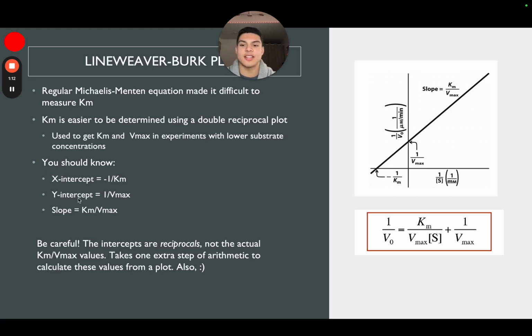And you should know the x-intercept, y-intercept, and slope. Please be careful when you're converting these. When they ask what's the Km of this Lineweaver-Burk plot, do not leave it as the negative 1 over Km, meaning don't just take whatever value it says here. If it says negative 0.1, that is not your Km. You have to take the negative 1 over 0.1 and do the calculation, and then that will be your Km. So again, the intercepts are reciprocals, not actual Km or Vmax values. Take one extra step of arithmetic to calculate these values from the plot.